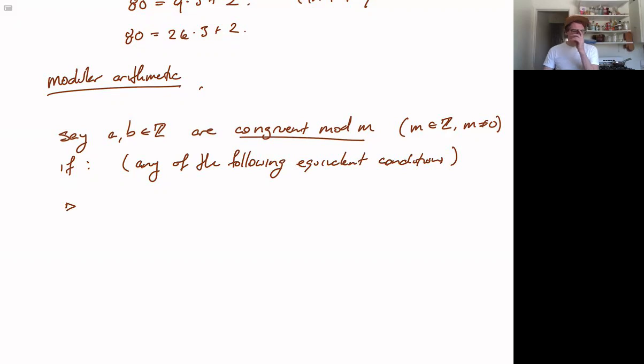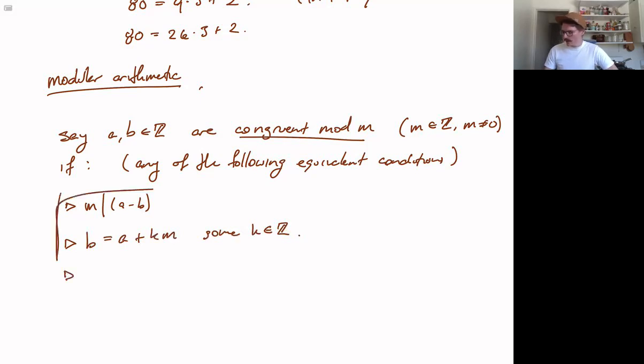So a and b are congruent mod m if m divides their difference. And this is the same as saying that b equals a plus some multiple of m. And this again is the same as saying, so this equivalence is fairly clear. This is the difference between a and b. We're just saying it's divisible by m.